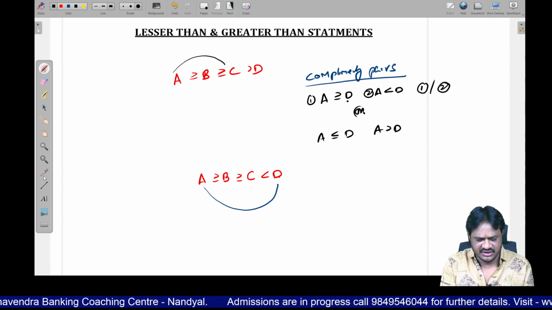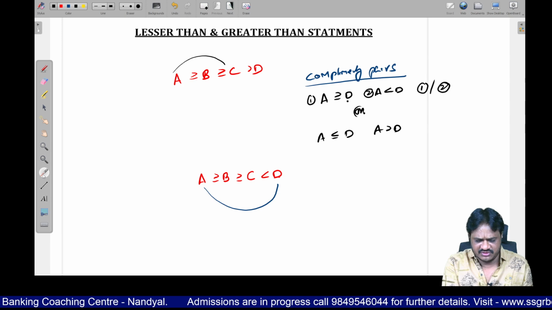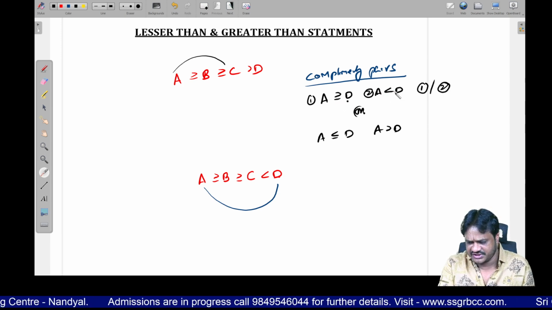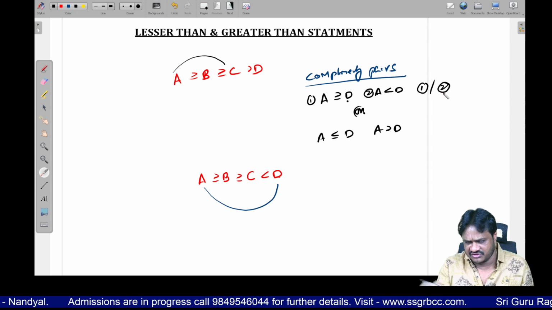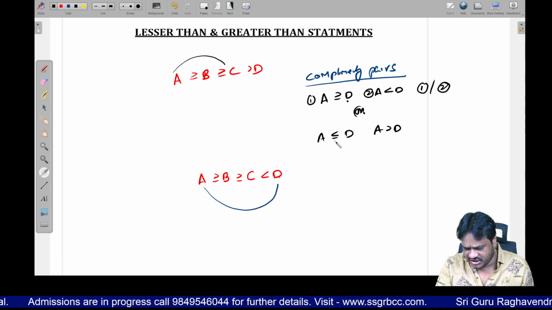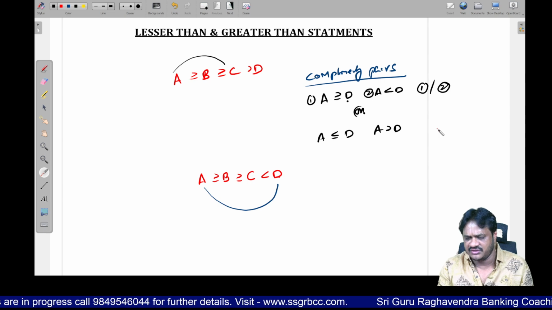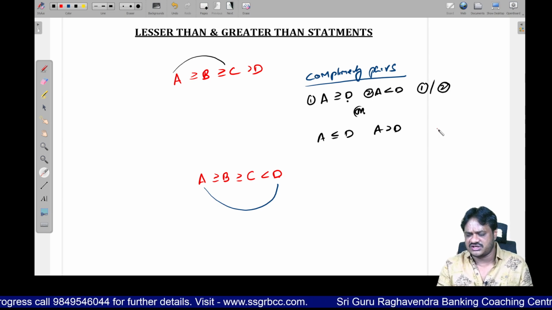Or else there is one more complementary pair, A less than or equal to D, A greater than D. That means if there is no relation between any two elements, and one greater than or equal, one less than is given, then our answer is either 1 or 2. Or one less than or equal to is given or one greater than is given, then also our answer is either 1 or 2. So these are called complementary pairs.